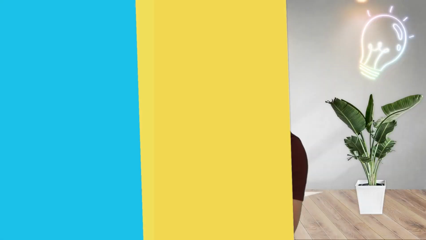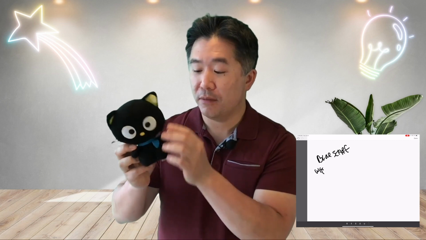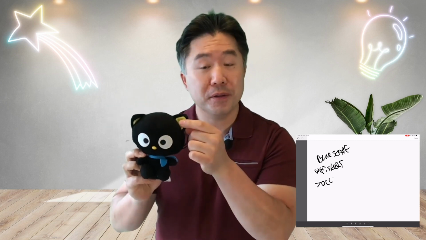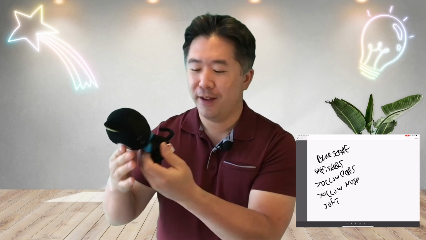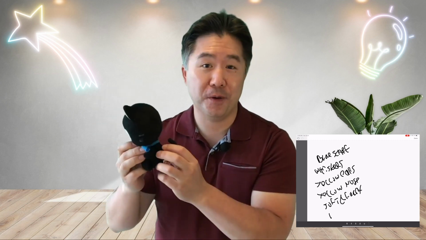So in my case, this little cat has a blue scarf. He's got these little whiskers. He's got yellow ears. He's got a yellow nose. He's soft and furry. And he's got this black little tail.